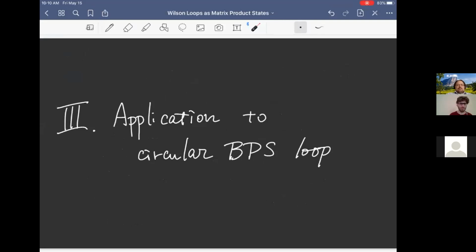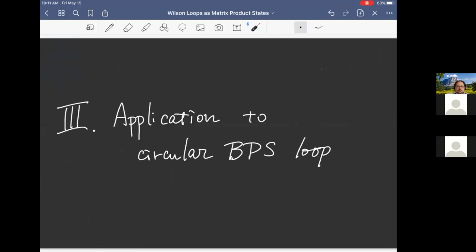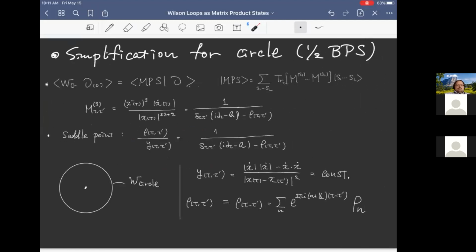So far I was discussing general locally BPS Wilson loops and explained how to rewrite them into a matrix product state. But so far I didn't do any explicit computation. So now I'm going to do some explicit computations and make some connection to integrability. In particular, I'm going to focus on the circular loop, which is known to be one half BPS. So there are some simplifications if you consider the circular loop, which is half BPS.